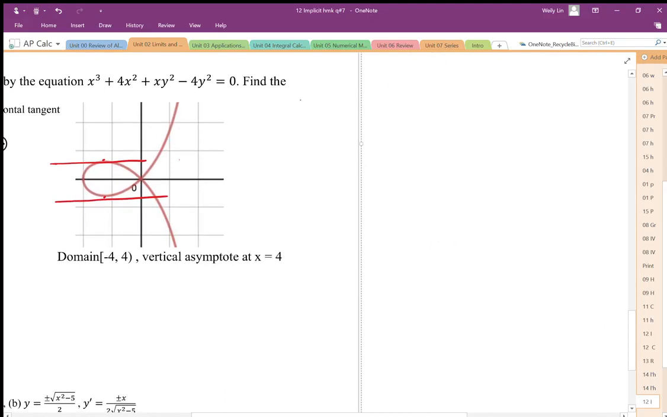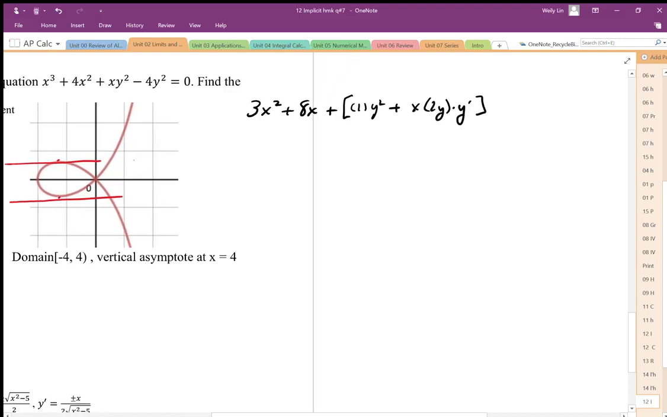Differentiating this expression implicitly, I end up with 3x squared plus 8x plus, this is going to be a product, so I have to use the product rule. So it's going to be 1 times y squared plus x times 2y. I have to apply the chain rule here, times y prime. And then minus 8y, and again I have to apply the chain rule, so times y prime, and that's equal to 0.